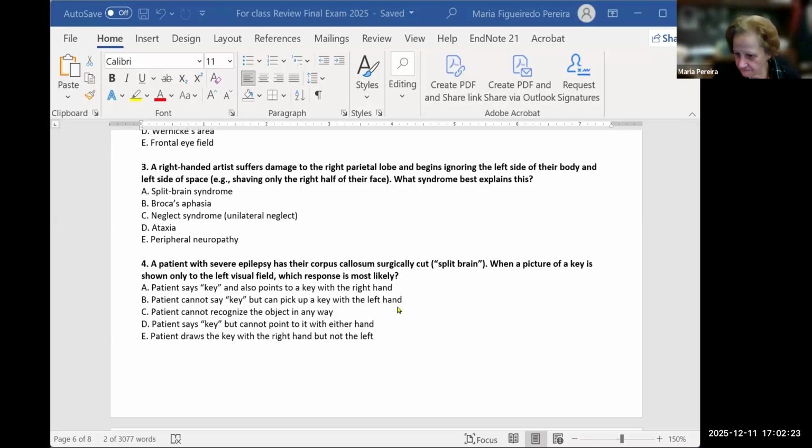So, are you clear? What if it was shown on the right side? Good question, Madison. If it was on the right side, the right eye goes through the optic nerve to the left hemisphere, the left occipital lobe, and it can go right to the Broca area. So the patient could say the key word and would pick it up with the right hand. So that would be A.